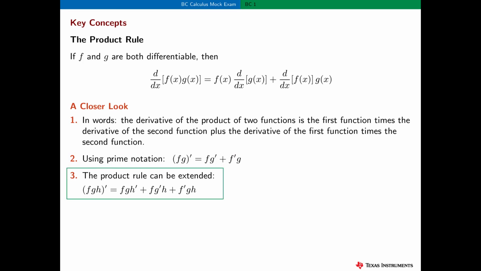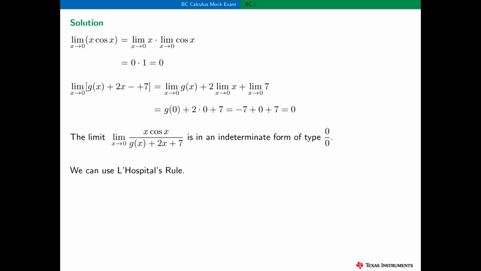And as you might expect, the product rule can be extended to the product of three differentiable functions. Do you see the pattern here? I'm sure you can predict the derivative of the product of four functions. To solve this limit, the first thing we'll do is examine the limit of the numerator and the denominator separately.